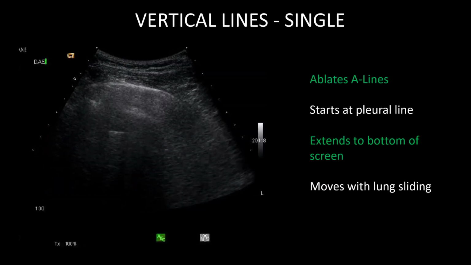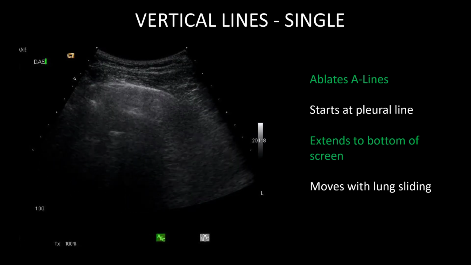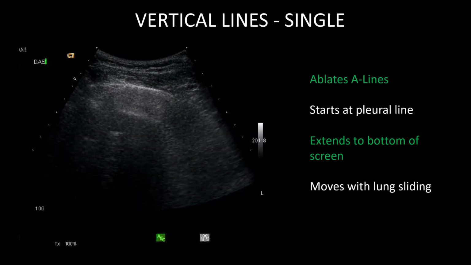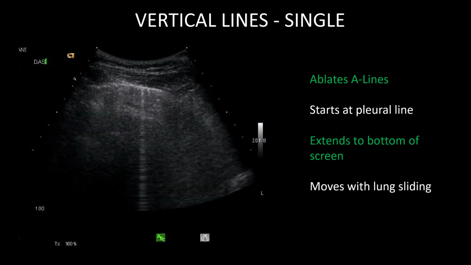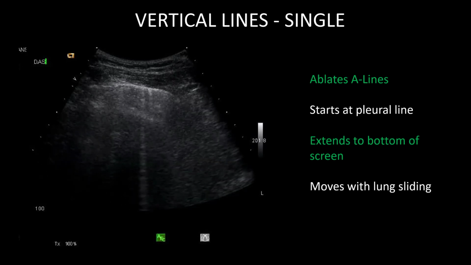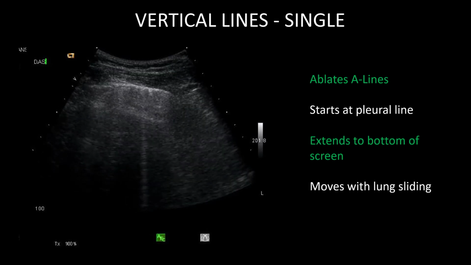This clip shows a single vertical line. The characteristics of this vertical line that make it a B line are that it starts at the pleural line. It ablates the A lines, at least partially. It extends all the way to the bottom of the screen, assuming an appropriate depth as per the lung section studied, and moves with lung sliding. The thickness can be quite variable.